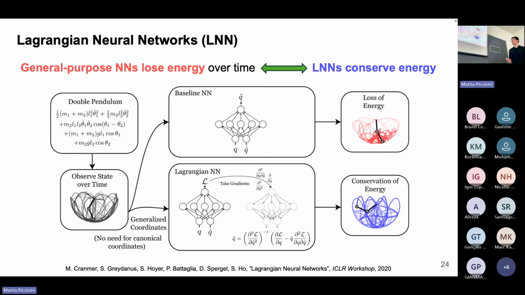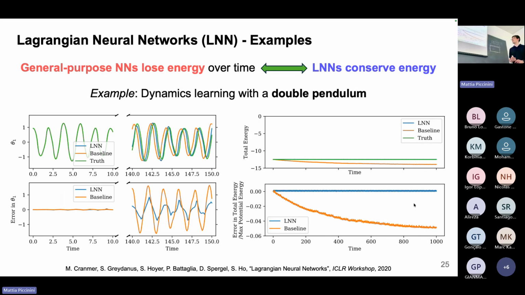While if you use the Lagrangian, so observe the state over time, observe q and q dots over time, use the neural network to compute the Lagrangian and then Euler-Lagrange, then you can conserve energy over time. I mean, at least you lose less energy, let's say, over time. And this is what they show here.